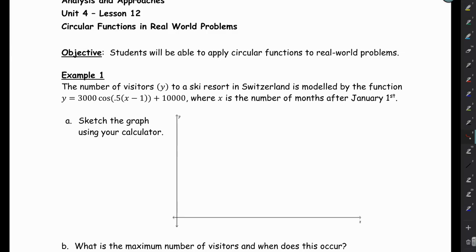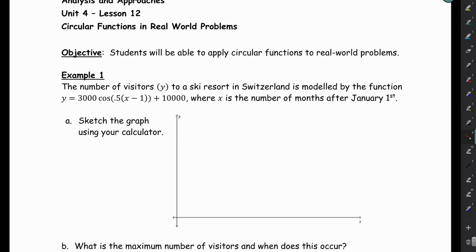Okay, everybody, in this lesson, we're looking at circular functions in real-world problems. And what do we mean by circular functions? We mean functions that are applicable with the unit circle. So we're going to be looking at sine and cosine functions for this lesson.